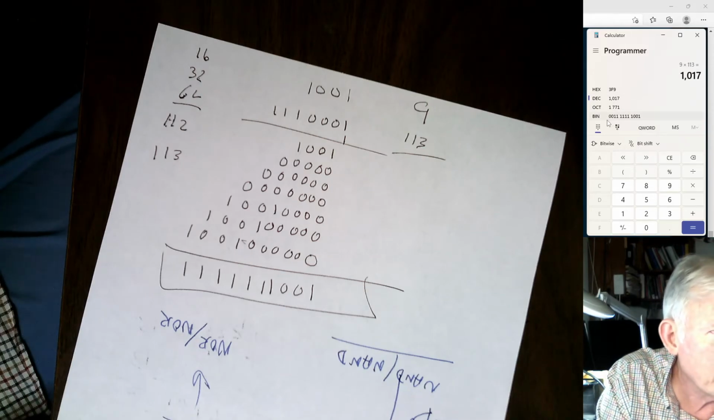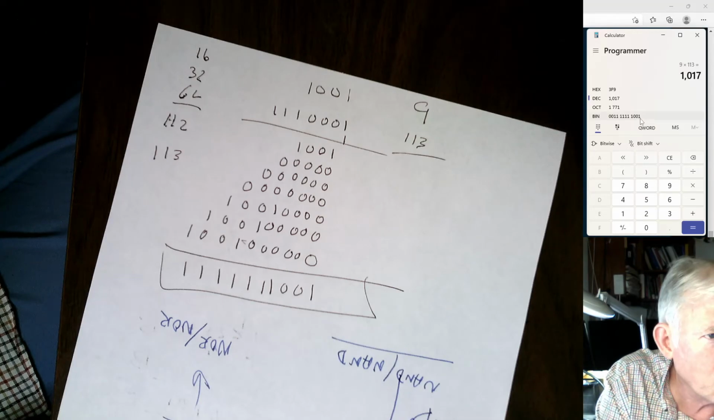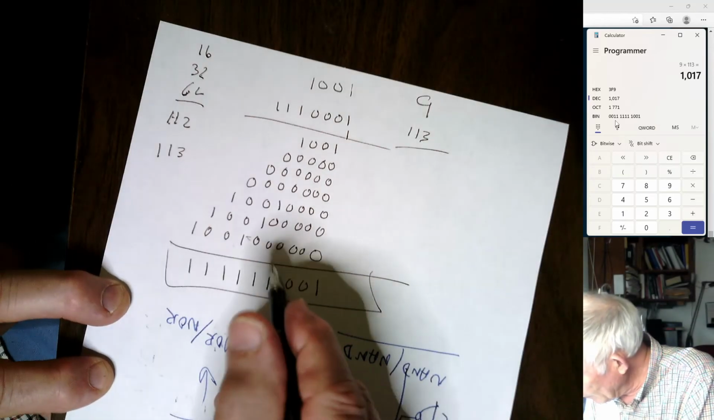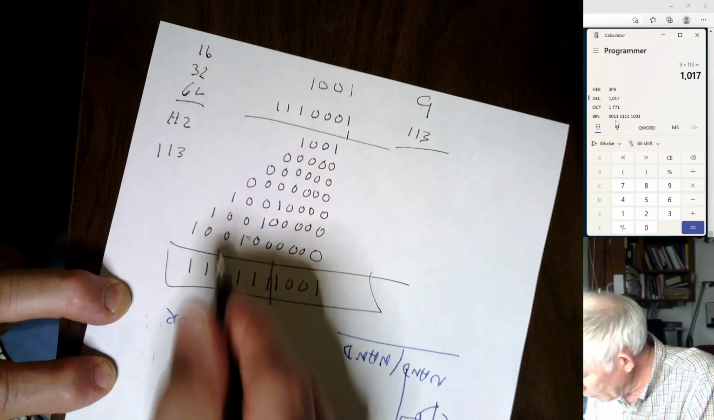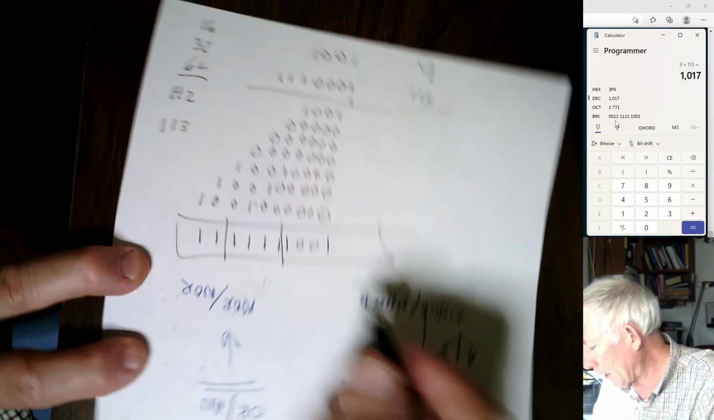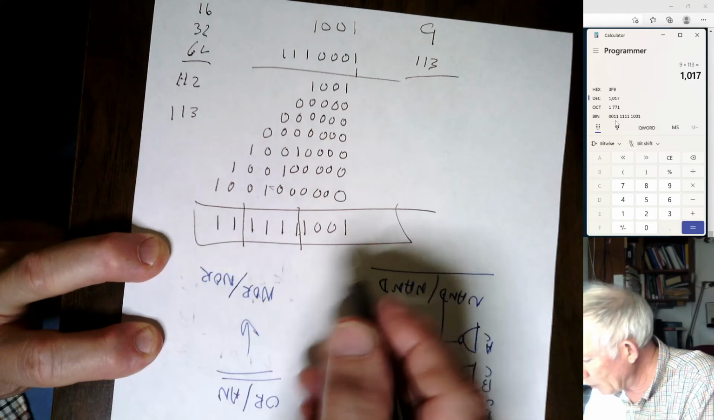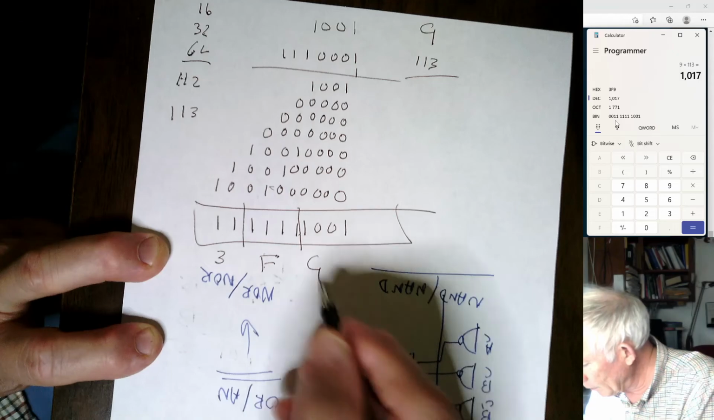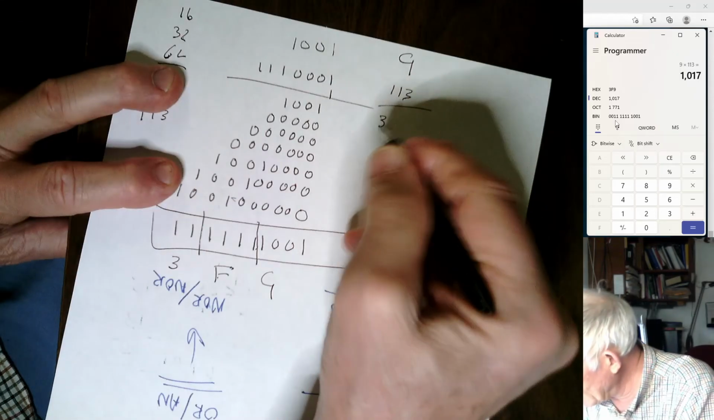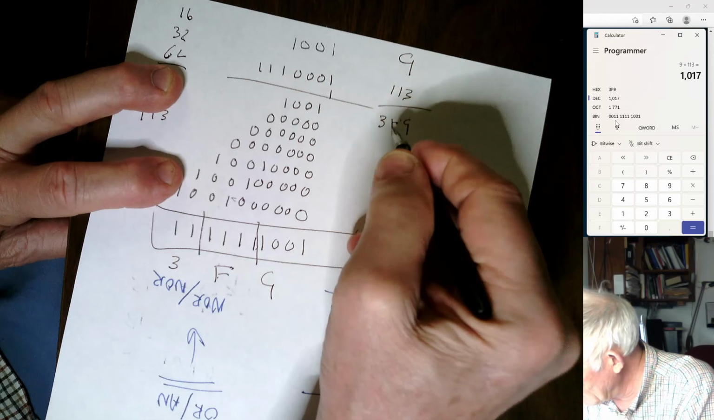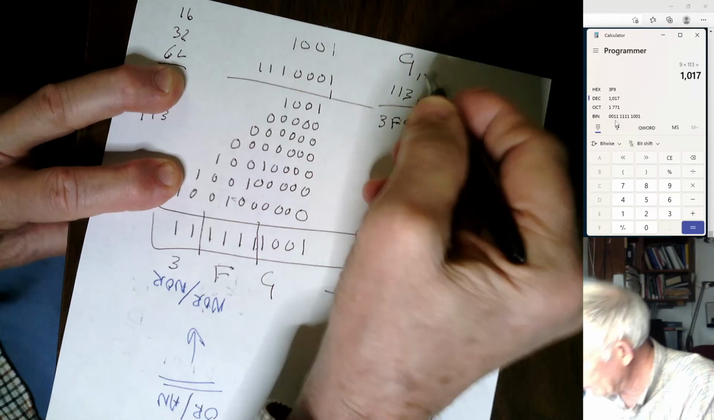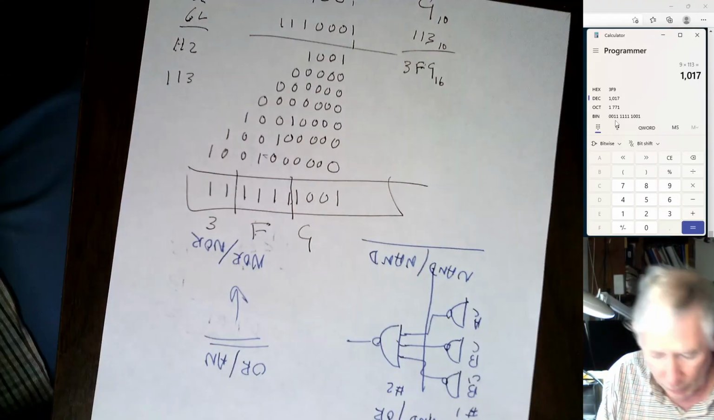Okay, and then in binary that would be 1001 111111. So 1001, then 111111. All right, so that's correct. And in hex, it would also be 3F9 in hex. So this would be 3F9, base 16, is 1017 base 10. Okay, so it checked. So we did it right.